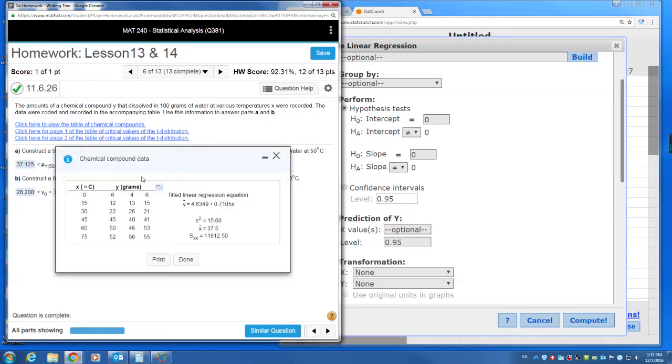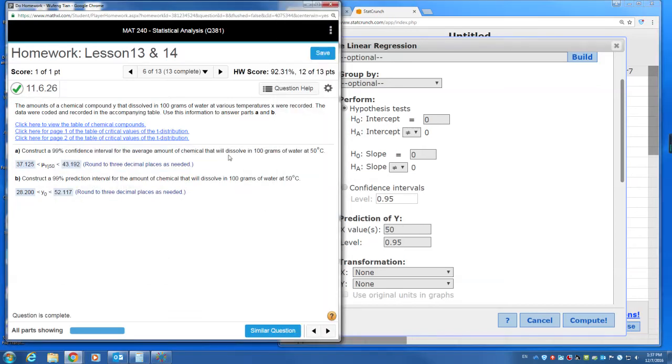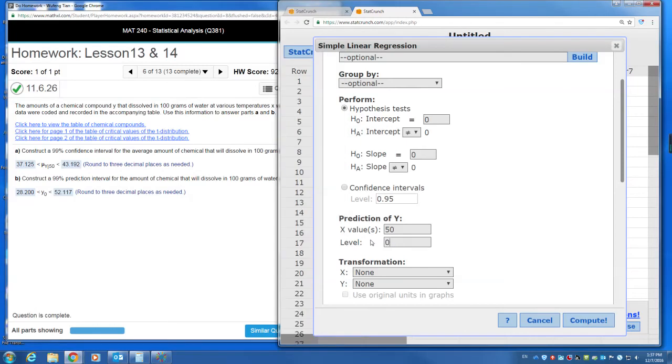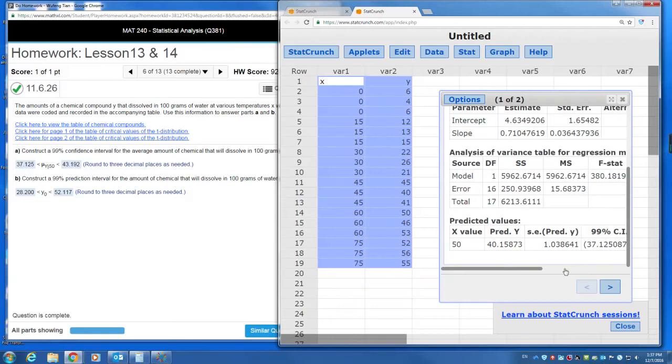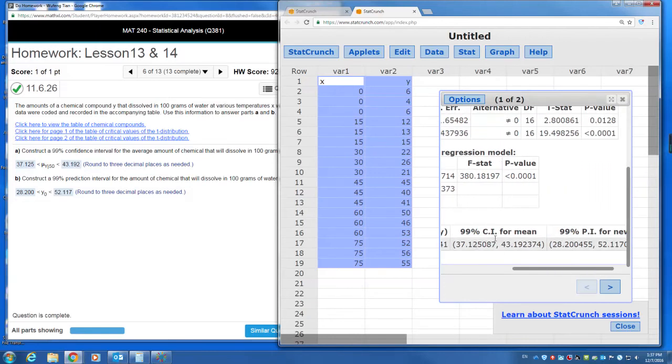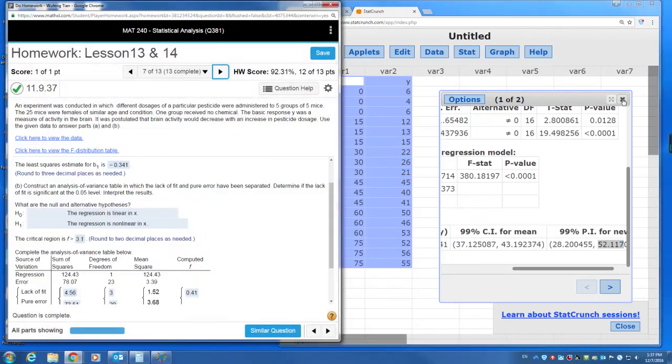If you look at the table, the data, x is the degree, so the x value is 50, and it asks you for a 99% confidence interval. So you change that to 99, prediction value of y. Then you have your confidence interval of 37.12 for the mean response, and for the new value 28.2. You just type in the lower limit, upper limit, lower limit, upper limit, type it in, and that's the answer.